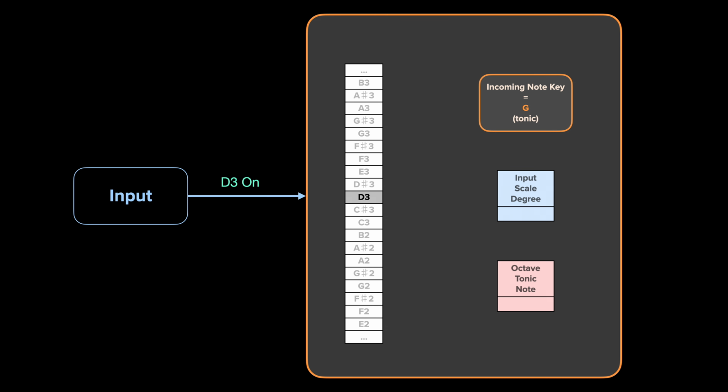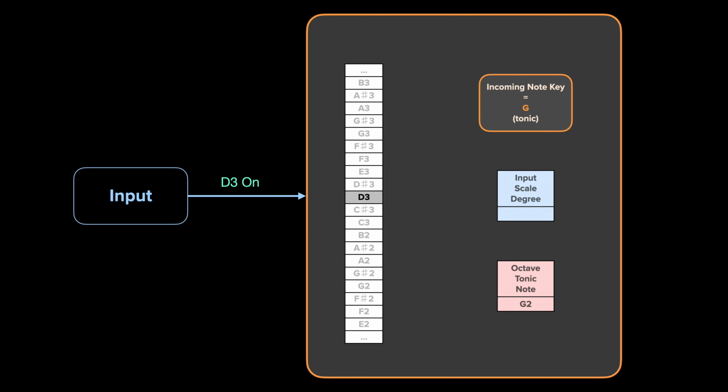Our input note is D3. You might think that the lowest note in that octave is C3, but Harmonize doesn't divide octaves at C. Instead, it considers each octave to start at the tonic of our scale, that is, at a note that matches the incoming note key. The octave that contains the input note starts not at C3, but at G2, so our octave tonic note is G2.